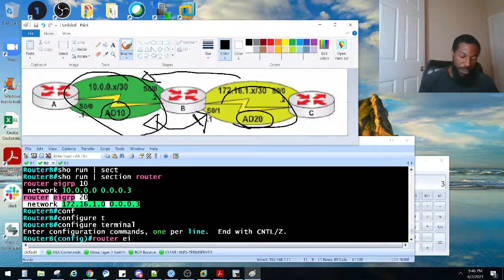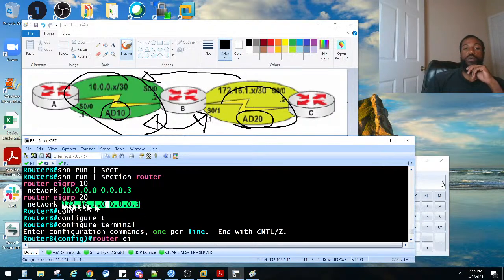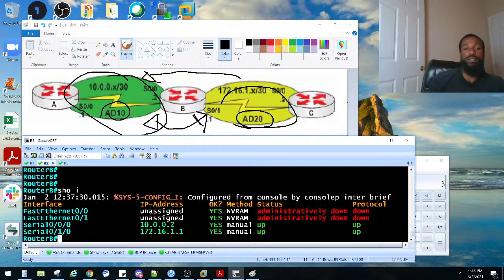So just have a play with the redistribute command and then redo the lab, but just put everything into ASN 10 and it will work fine. And I thought about that too. I was like, why did he put two separate ASNs there? That's the problem. So we basically have to put this network in EIGRP 10. So let's do that. We're going to get rid of EIGRP 20, right?